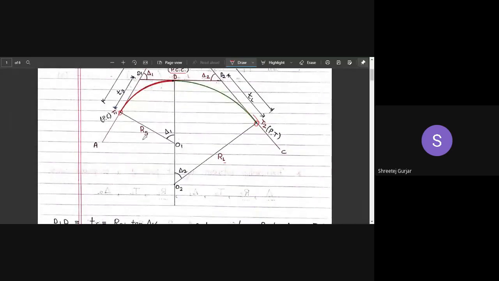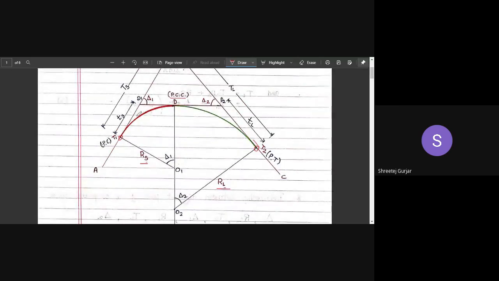So we have covered RS. We know what RL is. Delta 1 is the angle subtended by this particular short curve, T1 to D. Similarly, delta 2 is the angle subtended by this particular longer curve.